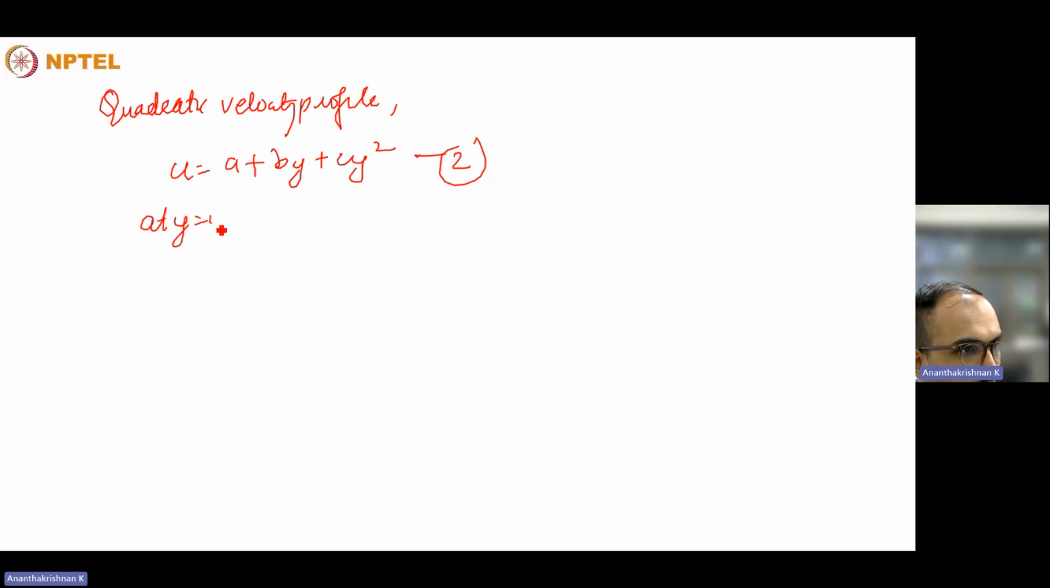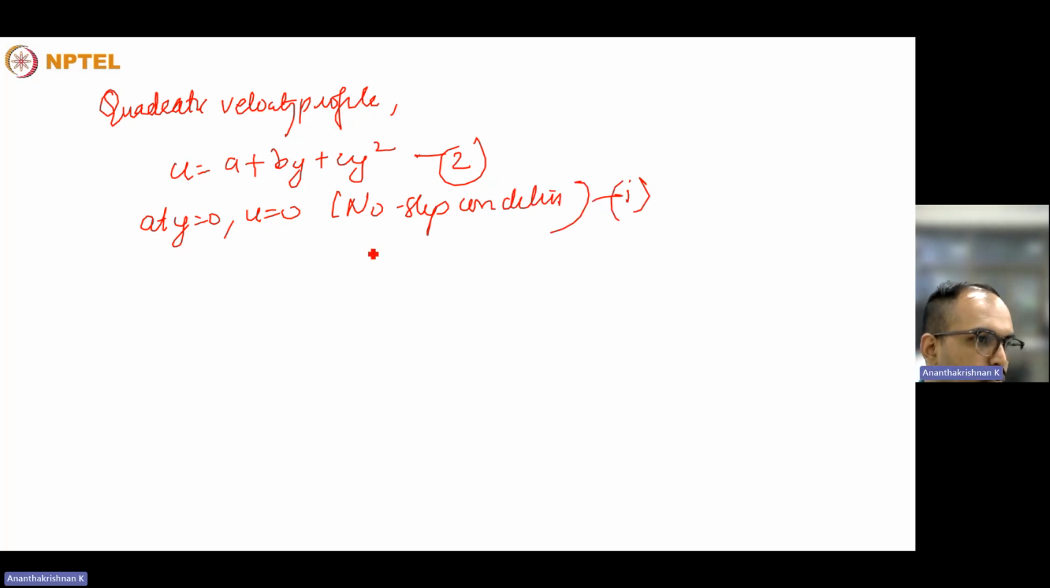So at y equal to 0, no slip condition, we can say u is equal to 0. That is the first boundary condition. Similarly, at y equal to delta, we can say that u is equal to u infinity, that is the free stream velocity.